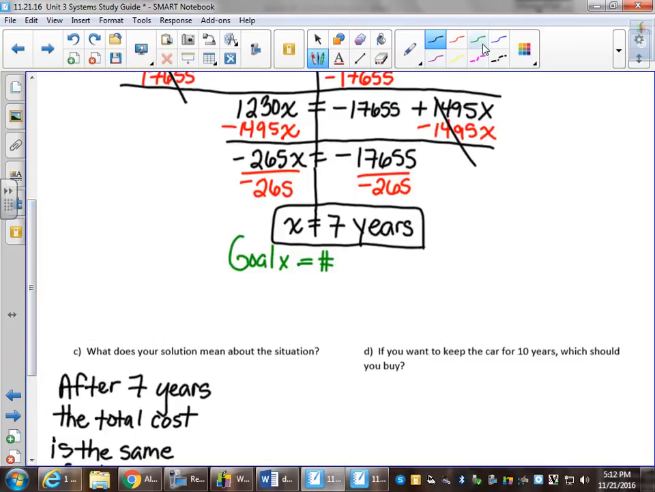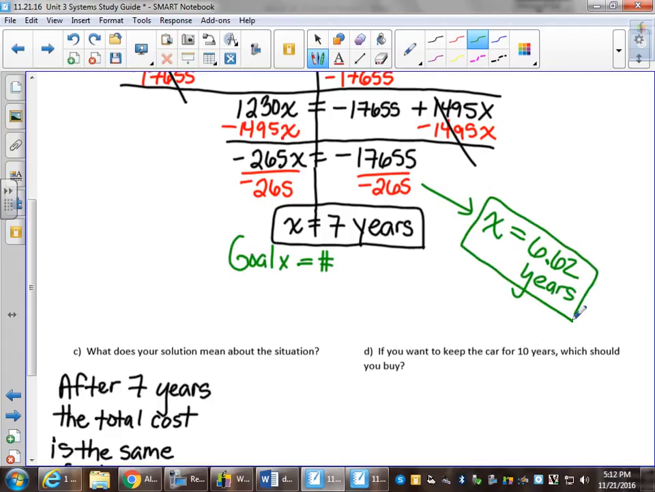And I realized I'm just working off my notes. I didn't get exactly 7. At first, this was x equals 6.62 years, and I rounded to 7. Apologies that I jumped that step. We're asked for actual years, so that's why we rounded to 7.